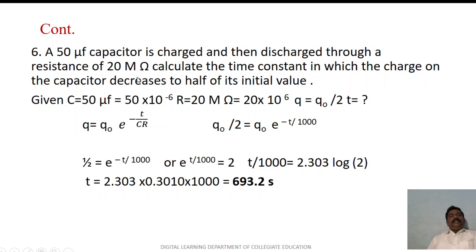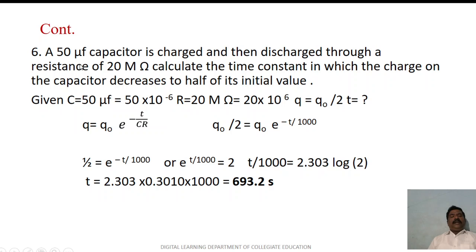Another problem, in the case of discharging of a capacitor. A 50 microfarad capacitor is charged, then discharged through a resistance of 20 mega ohms. Calculate the time in which the charge on the capacitor decreases to half of its initial value. Taking this problem, let us think that some amount of charge has been stored in the capacitor initially, and I want to calculate when the charge decreases to half of its initial value.